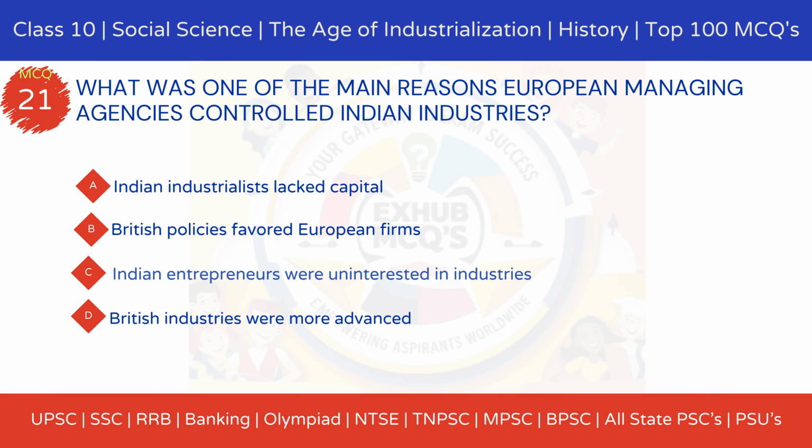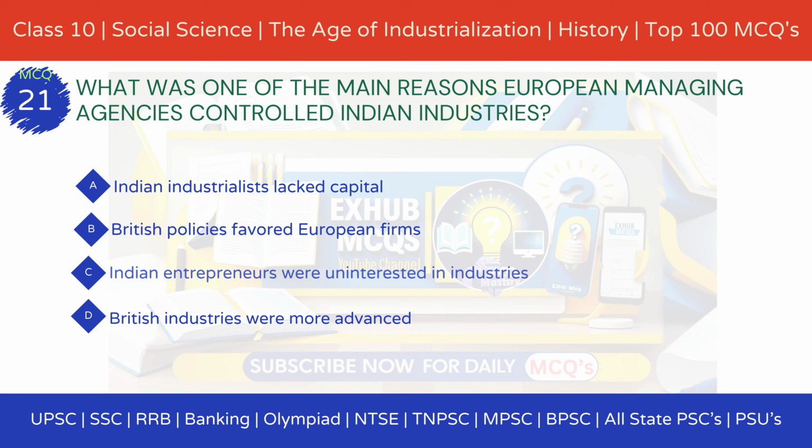MCQ 21. What was one of the main reasons European managing agencies controlled Indian industries? Option A, Indian industrialists lacked capital. Option B, British policies favored European firms. Option C, Indian entrepreneurs were uninterested in industries. Option D, British industries were more advanced.